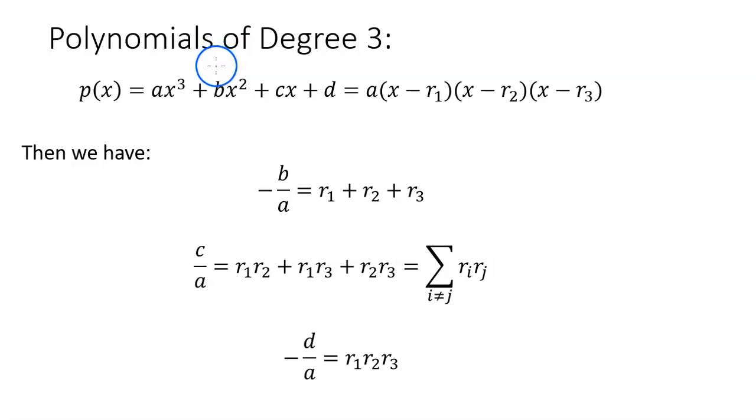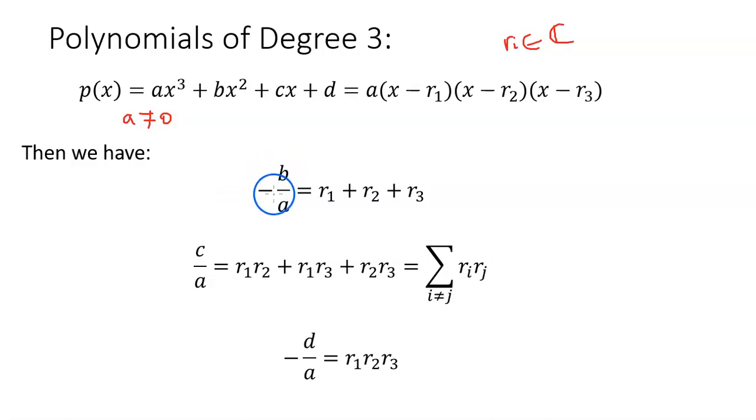The same ideas from the previous section can be applied to polynomials of degree 3 this time. So p of x equals ax cubed plus bx squared plus cx plus d, and a does not equal 0. Well, by the fundamental theorem of algebra, we can write it as a times x minus r1 times x minus r2 times x minus r3, where the ri's are complex numbers.